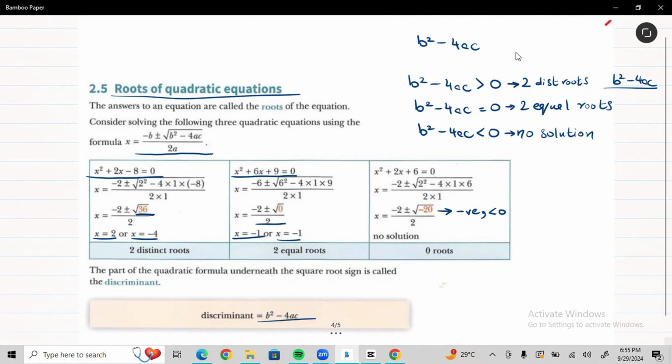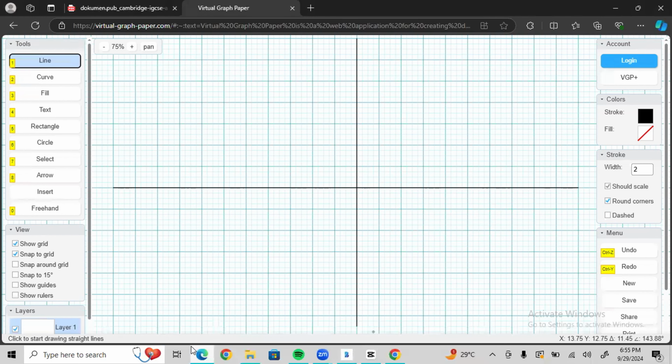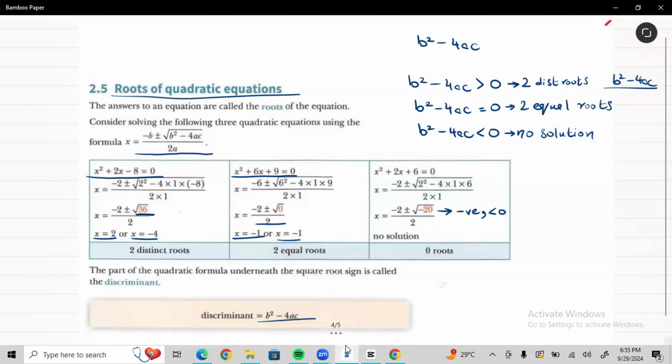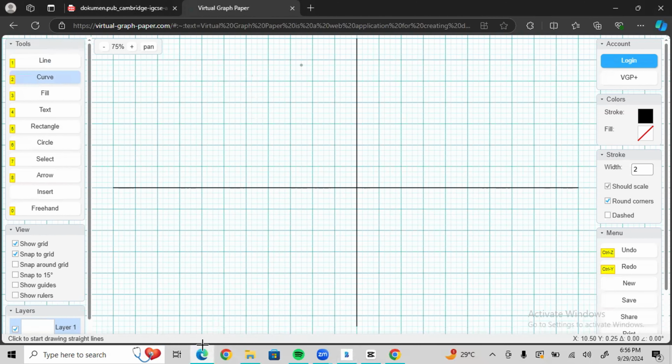And as I promised, I'm going to explain this concept with the help of a graph. So basically what's happening? Let's take the first example. We say that b squared minus 4ac is greater than 0. And we always know when it's greater than 0, what's going to happen. So if I would make a graph, it's going to be greater than 0. It's going to follow this format.